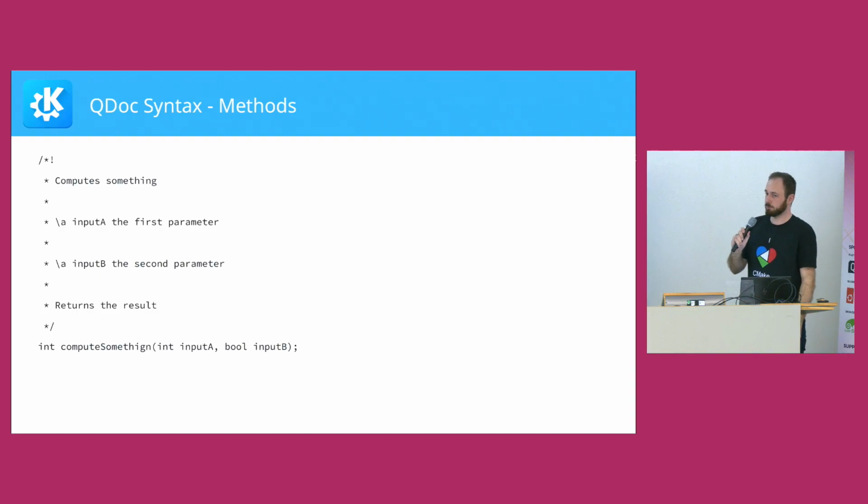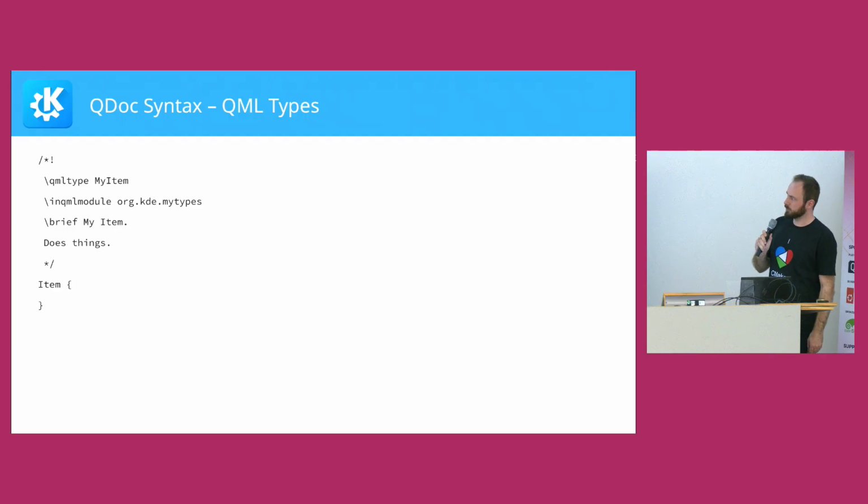Documenting methods looks very similar. We want to have the same comment syntax. We write some description, then we have parameters, which we document with \a, and then we write something about what the function returns. So it looks on the surface at least very similar to what we are used to with Doxygen.